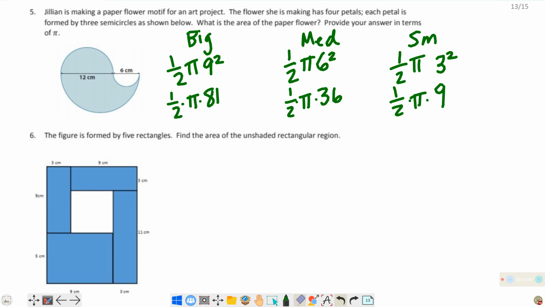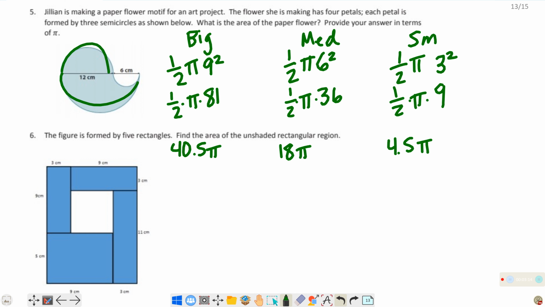I'm running out of room, so I'm just going to go below because I can't make it smaller. Half of 81 is 40 and a half. I'm going to use the decimal version of half. Half of 36 is 18. So we have 18 pi for the medium one. And half of 9 is 4.5, again using that decimal version.